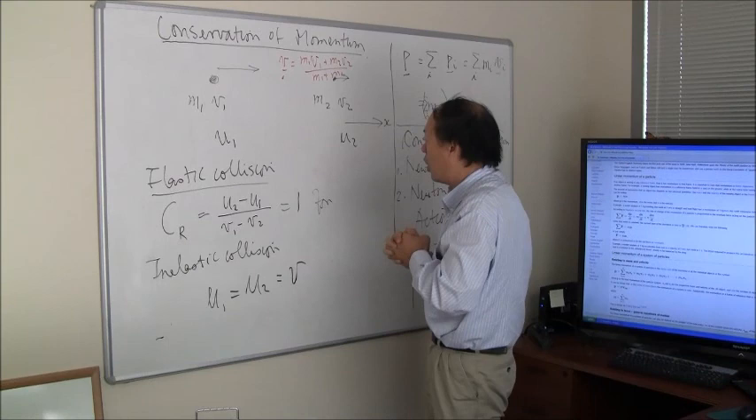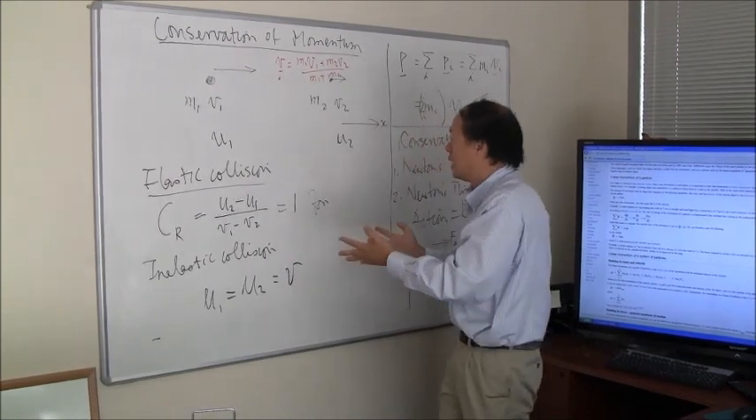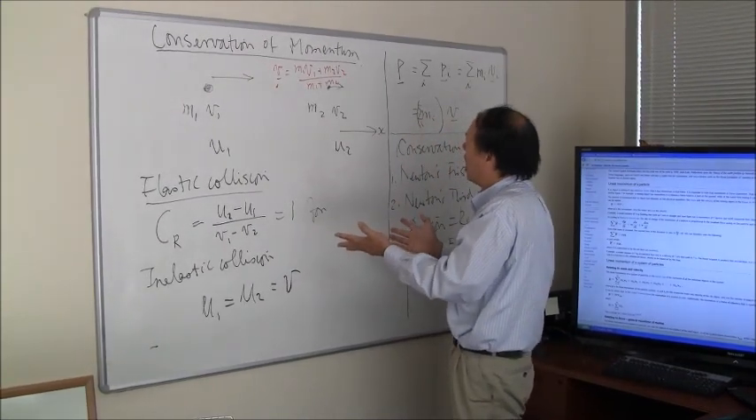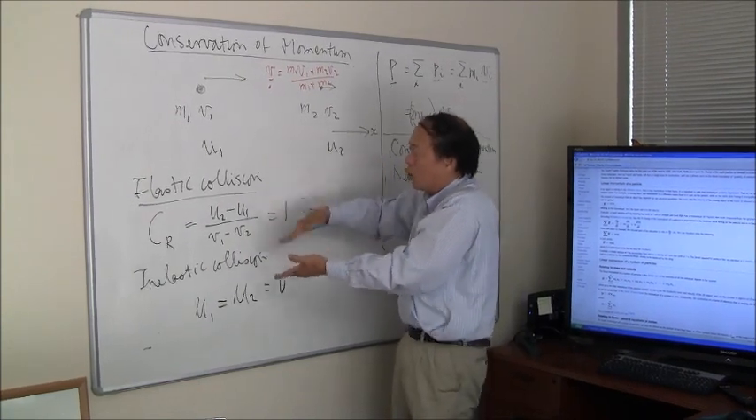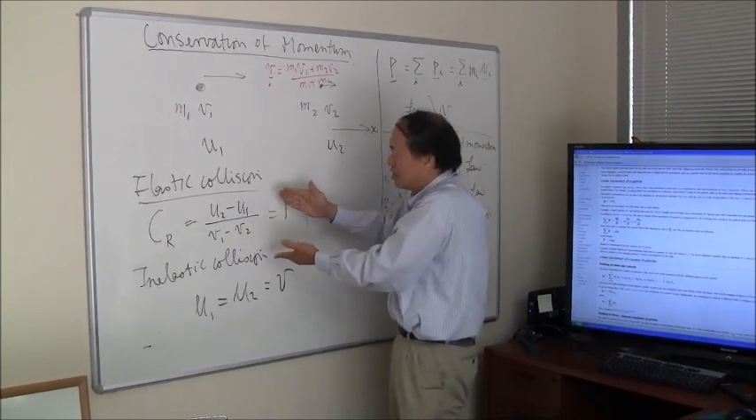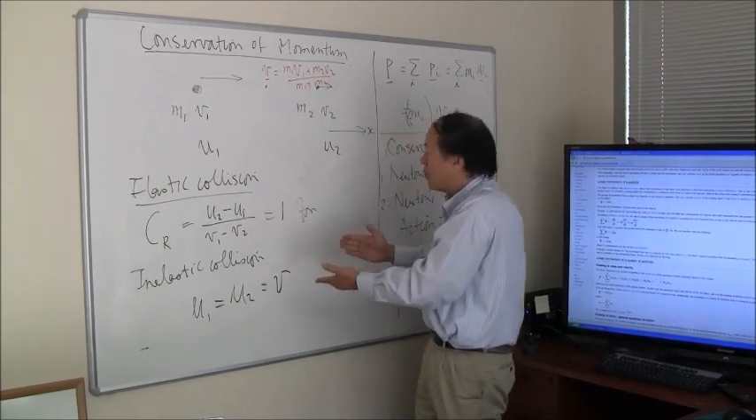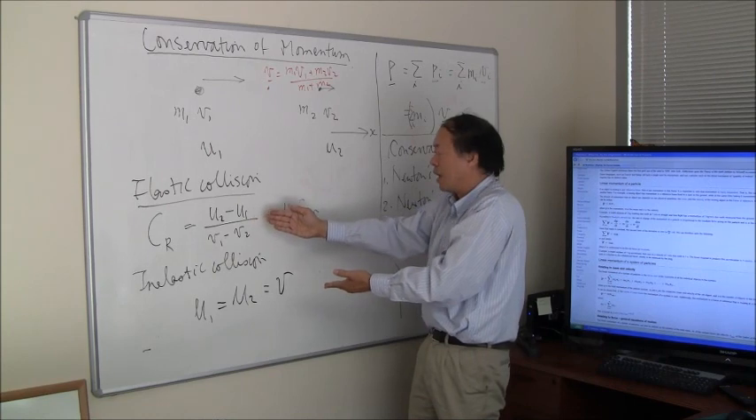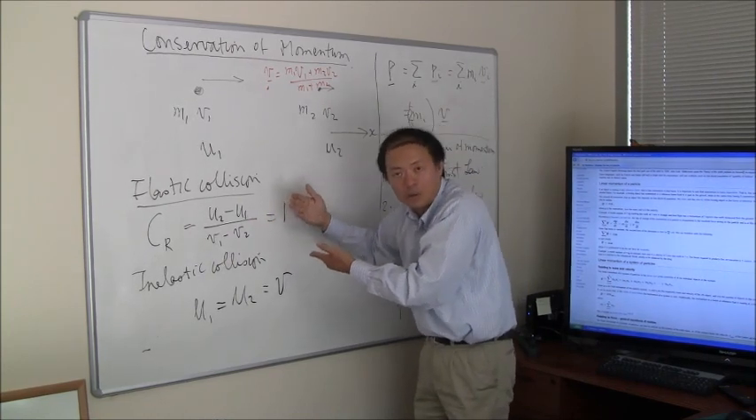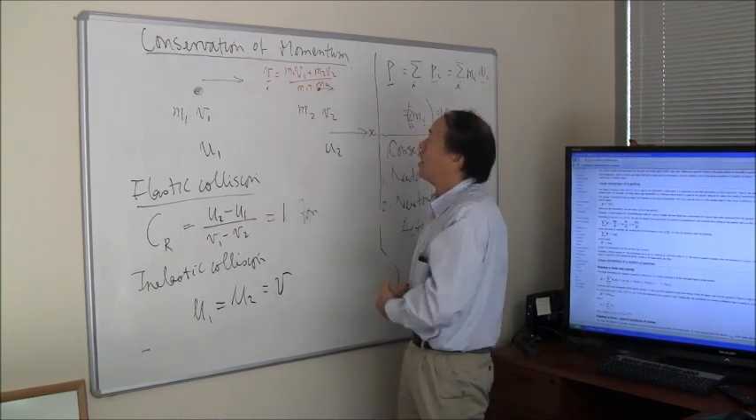So here, what we have shown is basically that you can use the conservation of energy, and also a coefficient of elasticity, to derive completely the resulting energy or the resulting velocity of the particle.